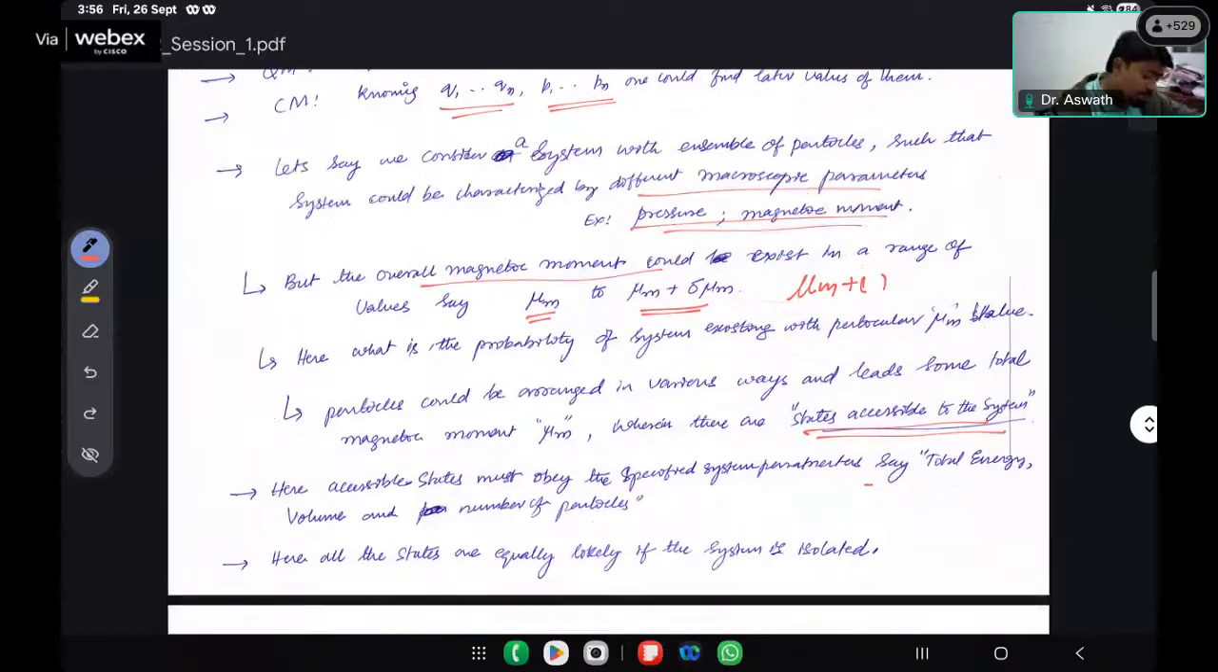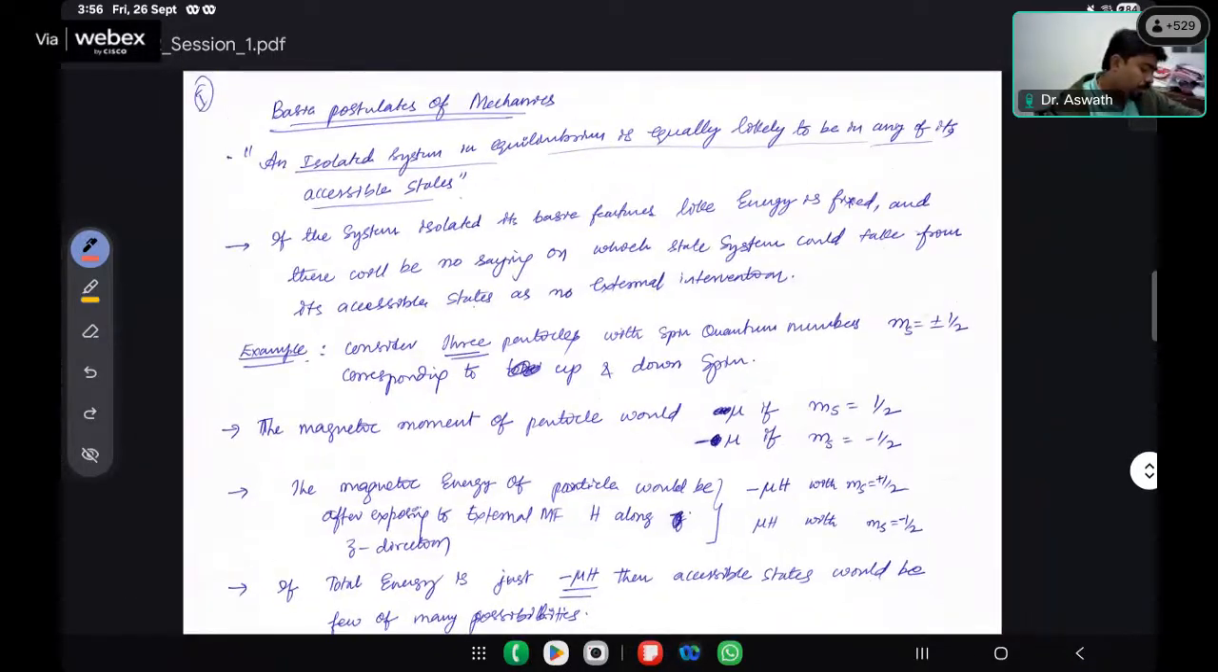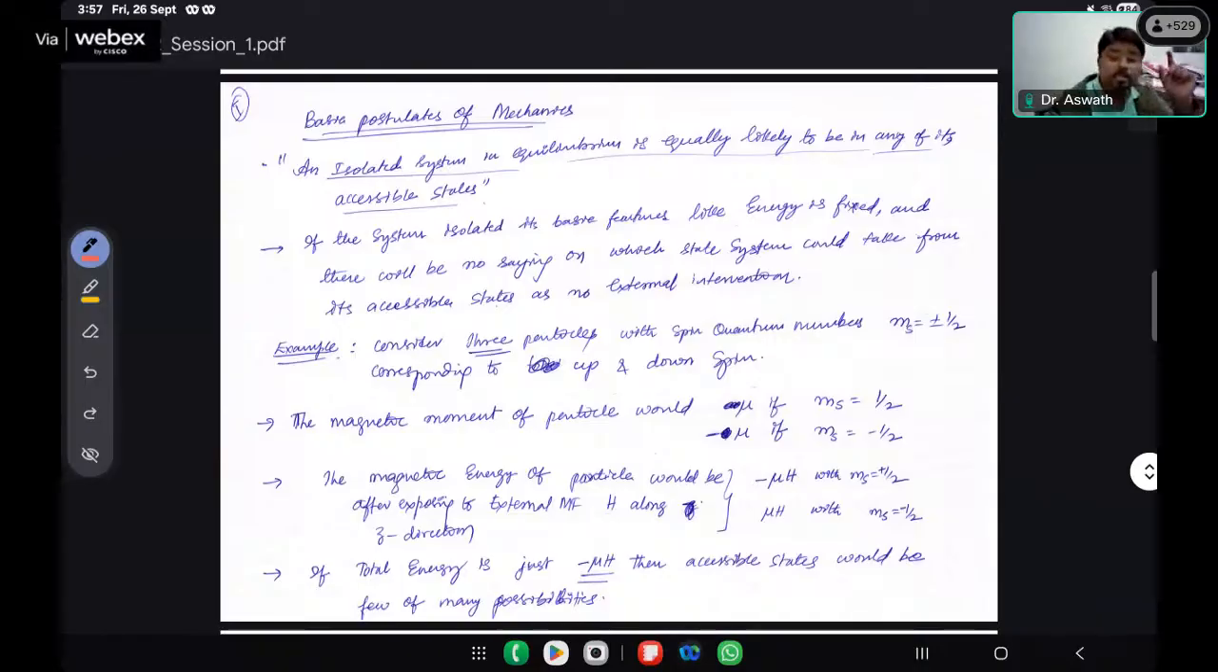So to understand that, we have an example here. If the system has a magnetic moment, represented by some magnetic spin, and if it is isolated, then as per the basic postulates of statistical mechanics, an isolated system in equilibrium is equally likely to access all the possible states of that particular energy or that particular magnetic moment. If it is not isolated, it might interact and change its states.